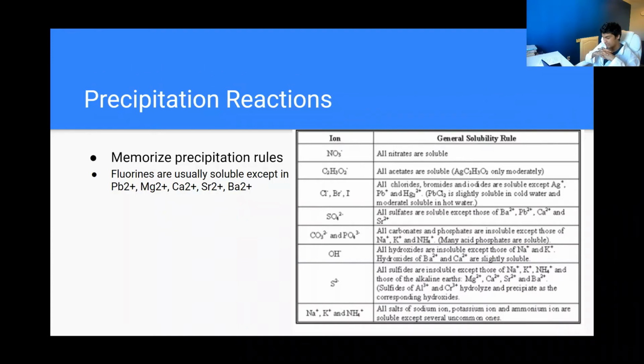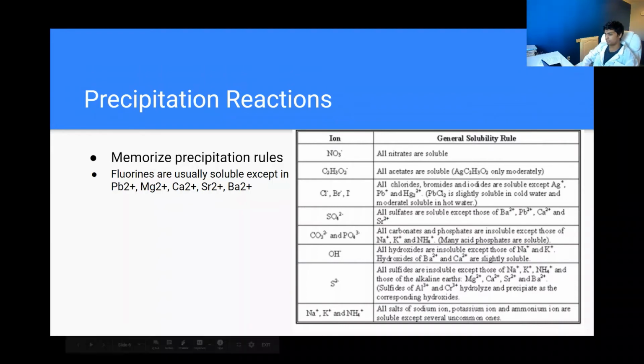Precipitation reactions. The only rule I have is just to memorize them, really. But I'll simplify some steps for your memorization by explaining some of the solubility rules. All nitrates, acetates, and perchlorates, regardless of what the cation is, will be soluble in water. And in addition, alkali metals and ammonium, regardless of the anion, will be soluble.